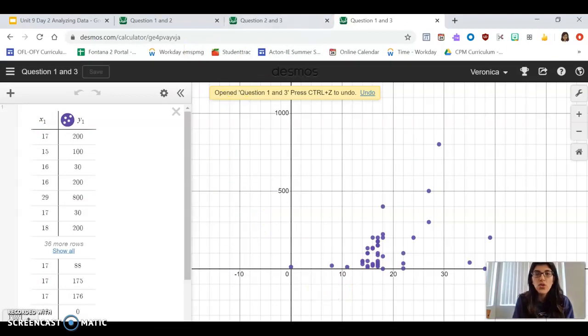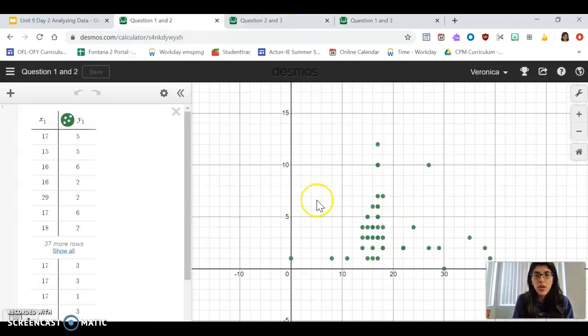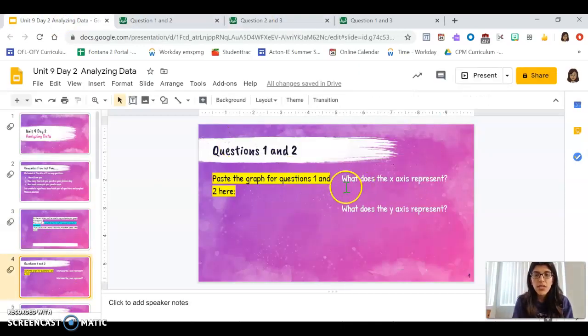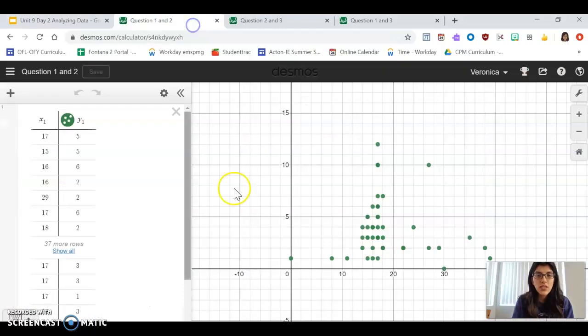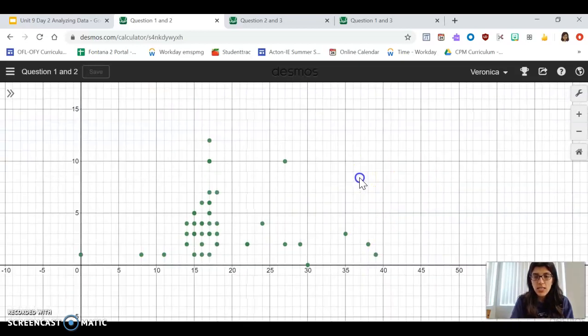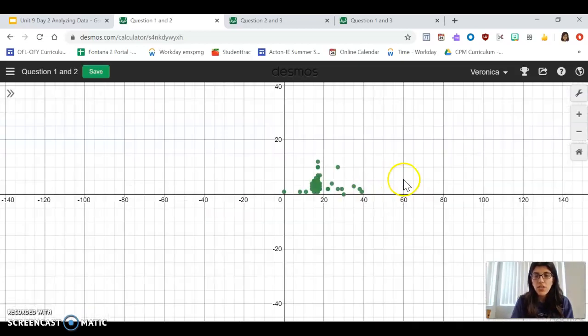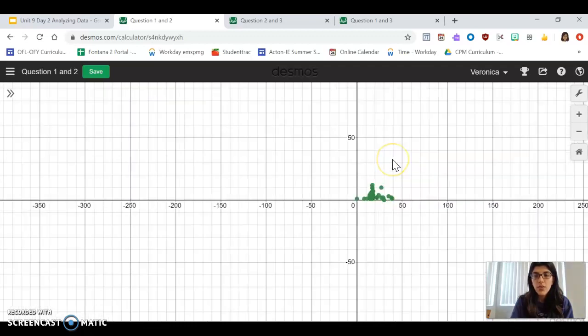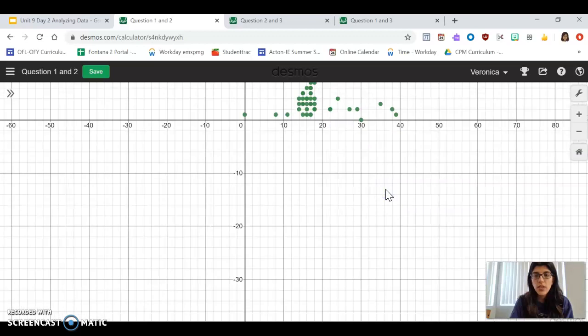Okay, so I'm going to start on graph 1 and 2. What we are going to do is identify and paste the graph for questions 1 and 2 here. First we're going to paste this graph here with all the dots. In order to do that, we can just scoot this over. Just make sure that as many dots as possible are in the picture, and I don't want to be too zoomed out. See how if I'm too zoomed out it just looks like a big mess? I want to zoom in a little bit so I can see where these dots are.